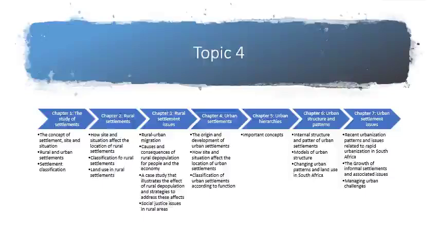Today we're going to specifically look at chapter 1, which is the study of settlements. We're going to discuss the concept of settlements, site and situation. We're going to look at what rural and urban settlements are and how they differ. And we're going to look at settlement classification. How do you tell if it is a rural or an urban settlement?